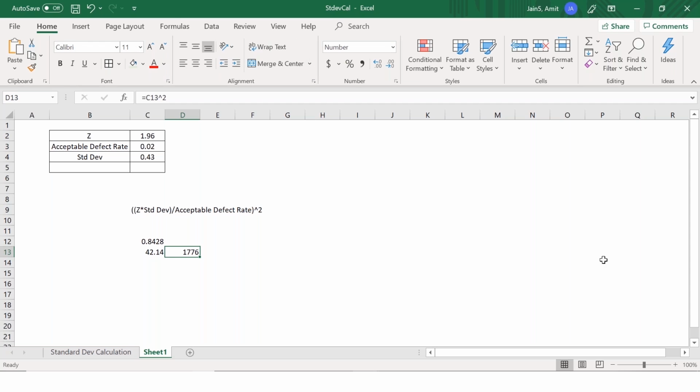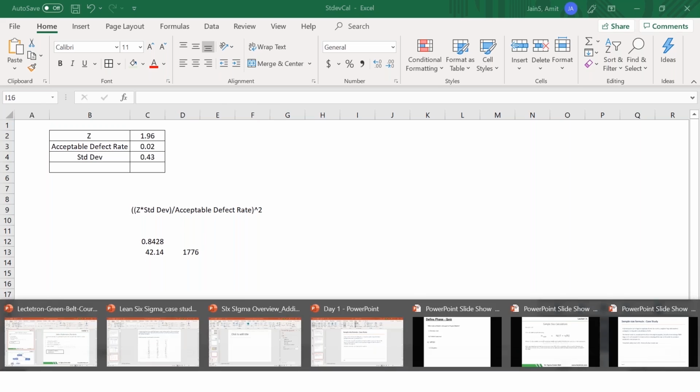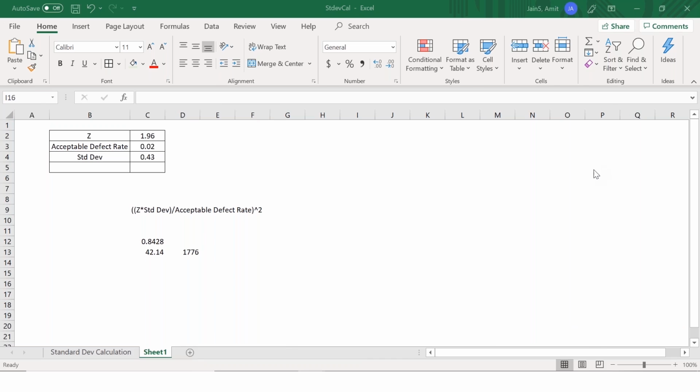I hope you're able to follow. I did not go too fast. All right, so this is just for the concept. As I mentioned, you would get a sample size calculator that you can use to calculate all this. You don't really need to do it manually. It's just that you should know as a green belt. Okay, so I will now go back.